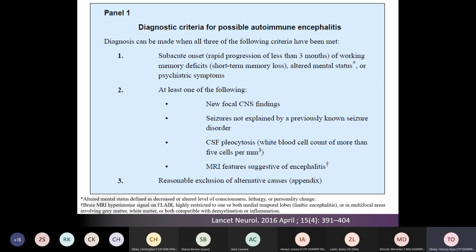In the circumstance where the patient meets these consensus criteria for possible autoimmune encephalitis, just highlight a couple of things. So rapid onset of altered mental status. And I edited this slide. What they mean is delirium.